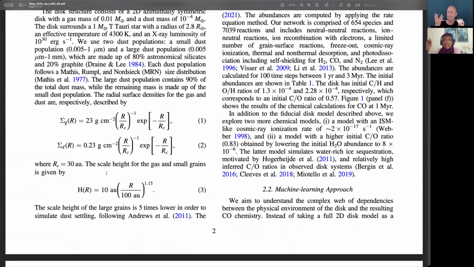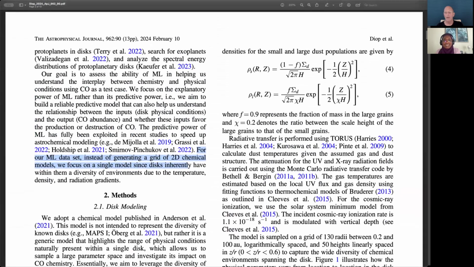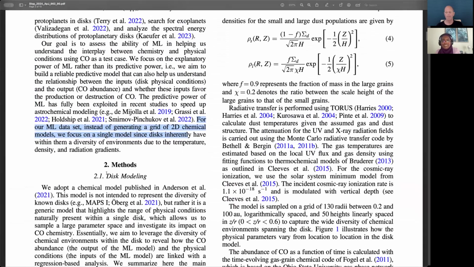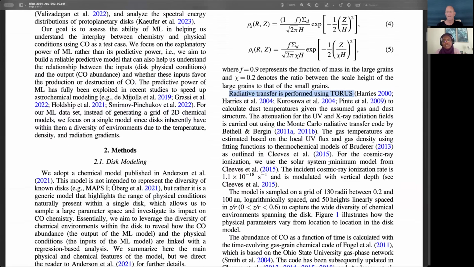So you can go to the next paragraph. There's our dust populations. We perform this radiative transfer with a code called torus, which calculates the dust temperatures based on the assumed gas and the structure.